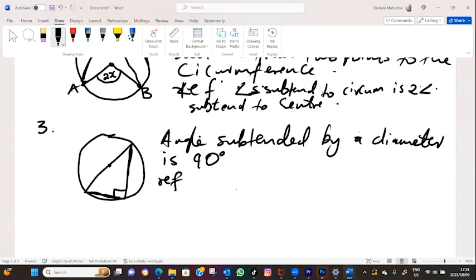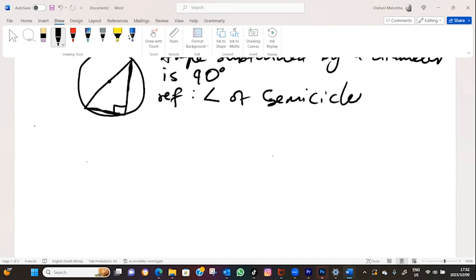Now the reference will be angle of a semicircle, or you can use angle subtended by a diameter, or you can use angle of a semicircle. It's the same thing. Now, number 4. We have the following. Okay, this is the center.